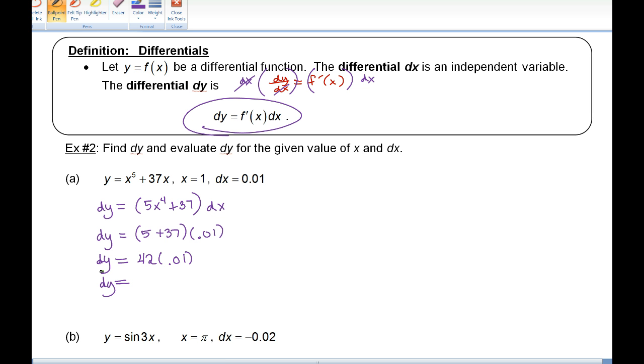All right. Well, what do we get? Point four. There you go. So basically, our change in y, when the change in x is 0.01, is 0.42. With this particular function. So obviously, it's going to be different depending on the value that you are plugging in. So all of these kind of depend on each other.